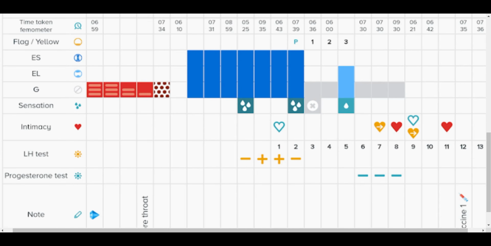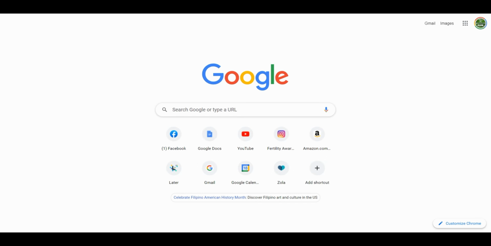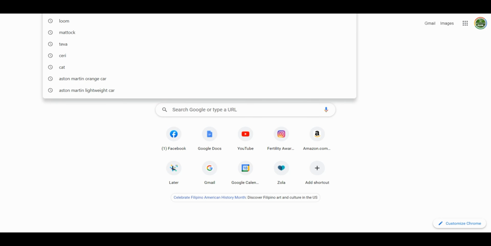ES mucus is going to share the same exact qualities from person to person, regardless of the amount. So let's actually check out the cervical mucus project right here, and we're going to take a look.